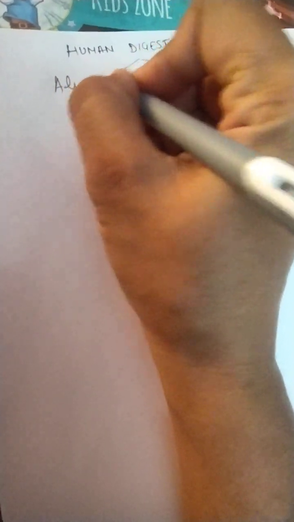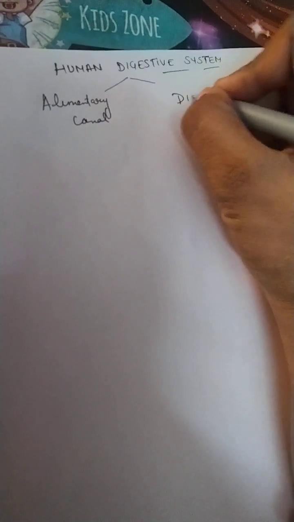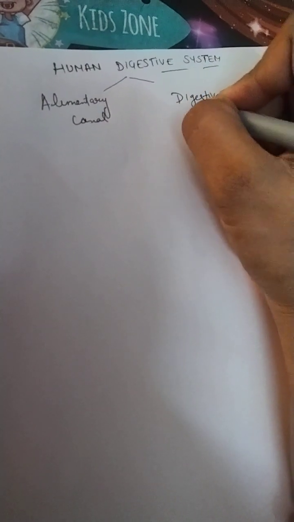Good evening, dear students. Today we will discuss the human digestive system. As we know, the human digestive system comprises two parts. First is the alimentary canal and second is the digestive glands.